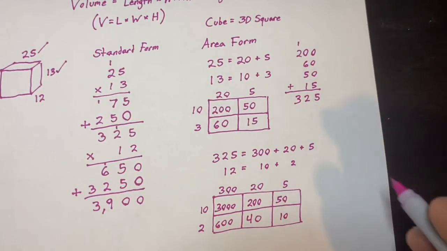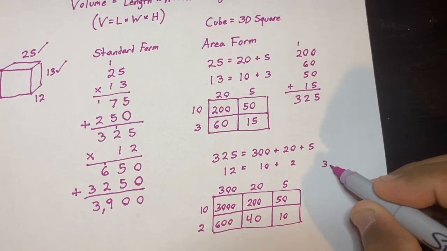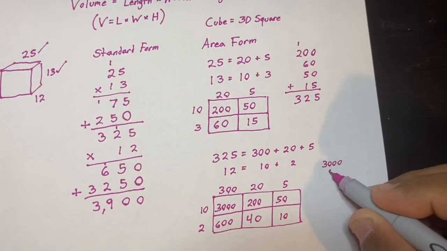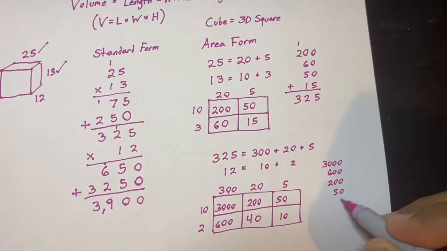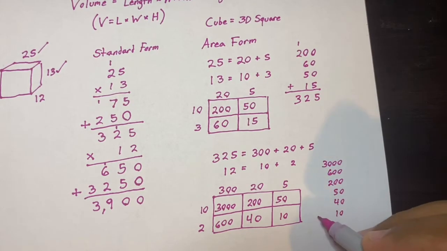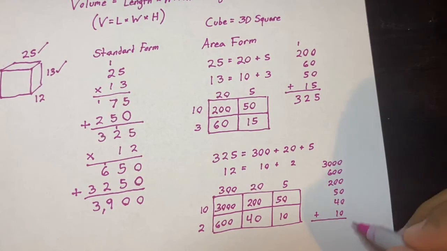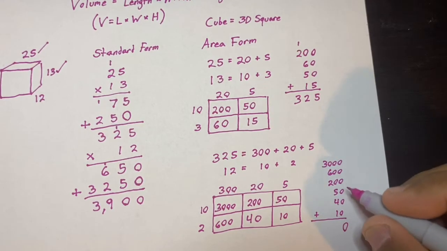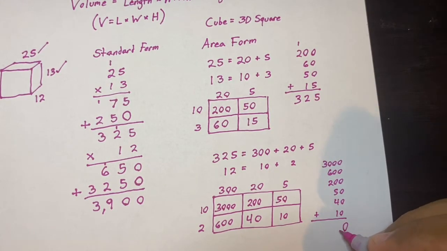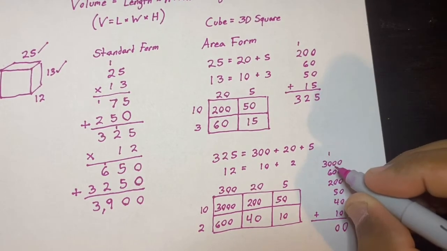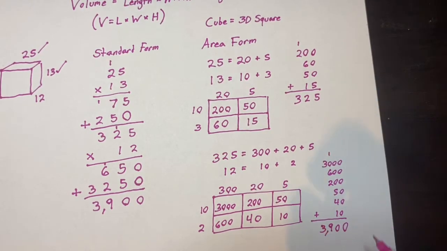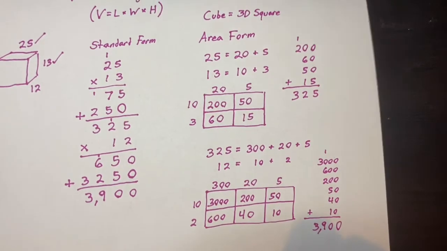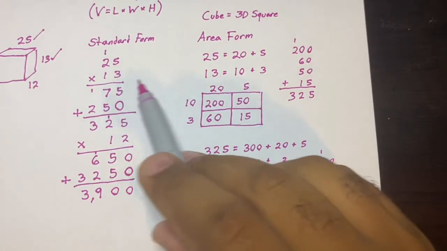And then we just add the numbers. So we got 3,000, 600, 200, 50, 40, 10. All these zeros added up is 0. All these zeros plus 5 plus 4 plus 1 is 10. 0 plus 6 plus 2 is 8, plus the 1 is 9. And then 3 plus nothing is 3. This is our answer. This answer is the same as this answer. So we know that both formulas were done correctly.